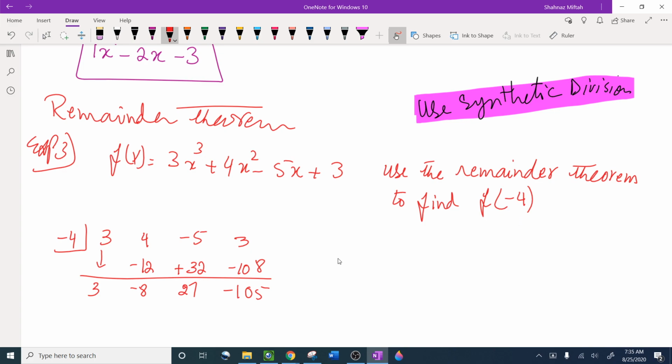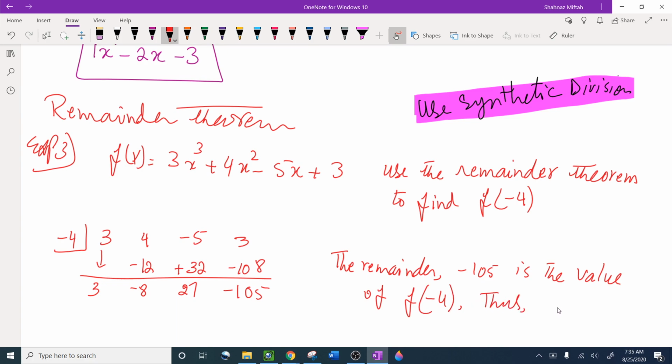So you're going to write the answer: the remainder negative 105 is the value of f negative 4, thus f negative 4 is equal to negative 105. So this is what remainder theorem means. Whatever is the remainder, that's the y value of my x, whatever x they were asking me.